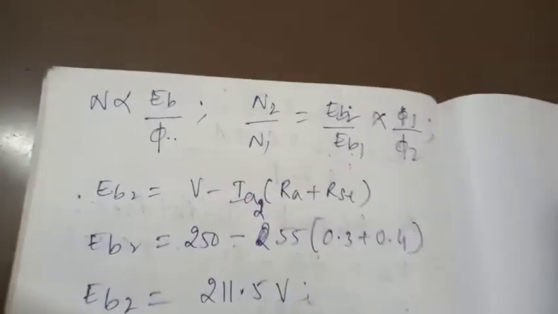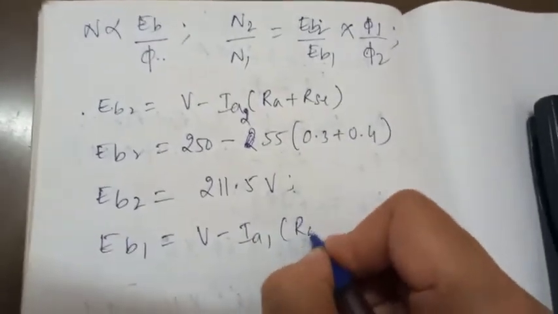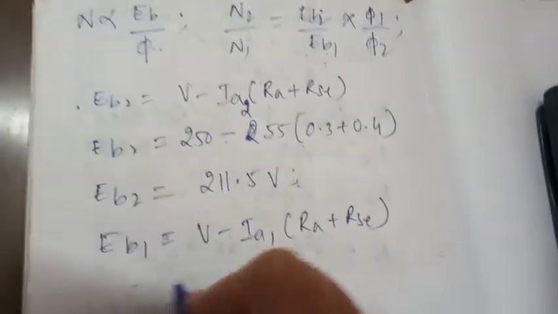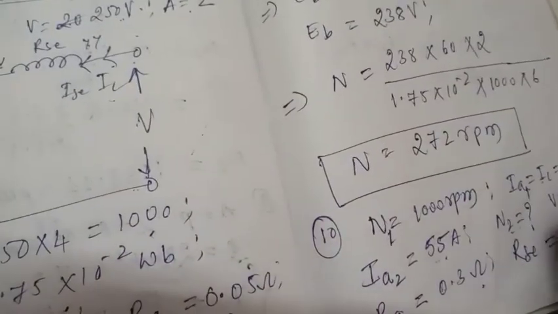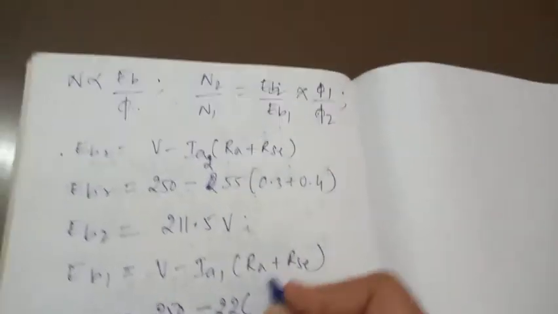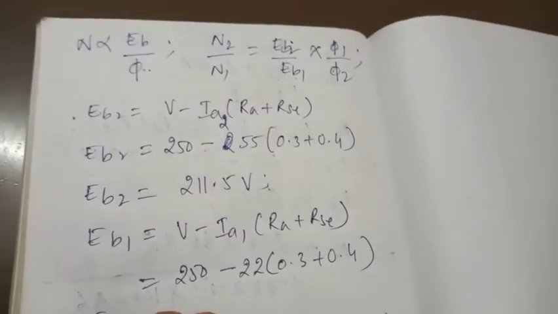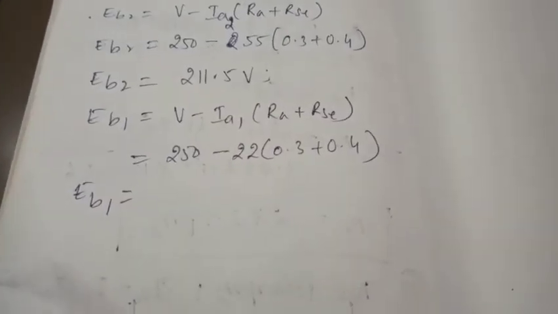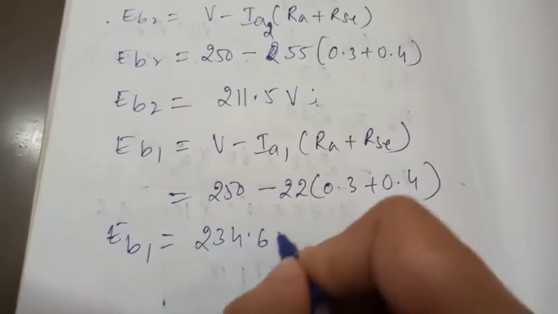Similarly, what is the value of EB1? EB1 is equal to V minus IA1 into RA plus RSE. V is equal to 250 minus IA1, which is 22 amps. So 22 into RA plus RSE, 0.3 plus 0.4. So this will come around EB1 is equal to 234.6 volts.